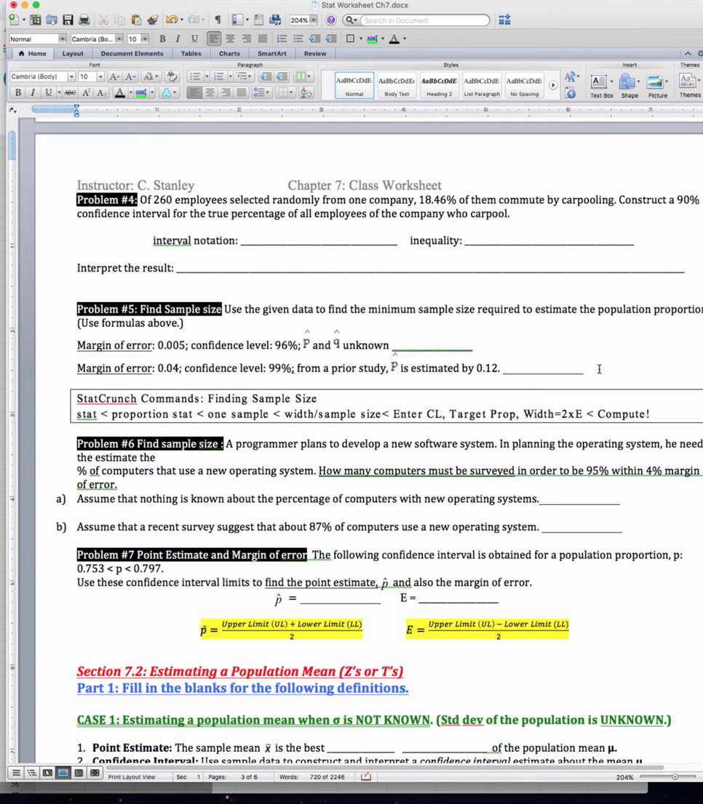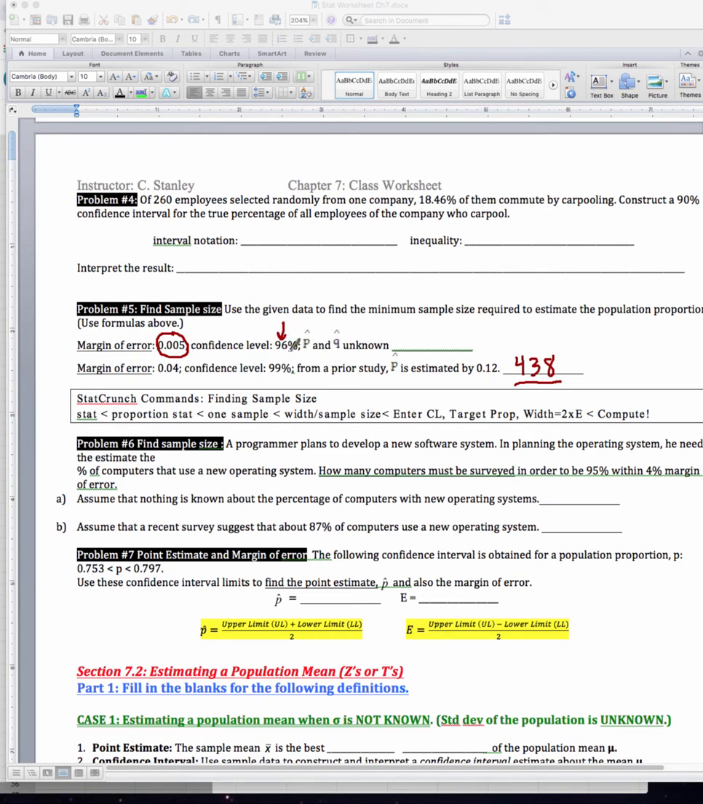So the answer here is going to be 438. This is at a minimum. You could take more, but that's the smallest number that you could take. Okay, well, how about this one? This is a really small margin of error. That thing right there is small.